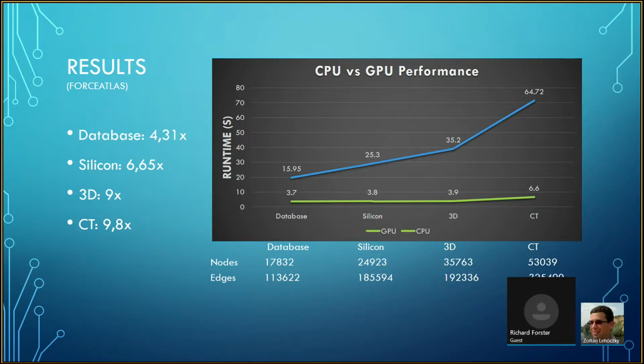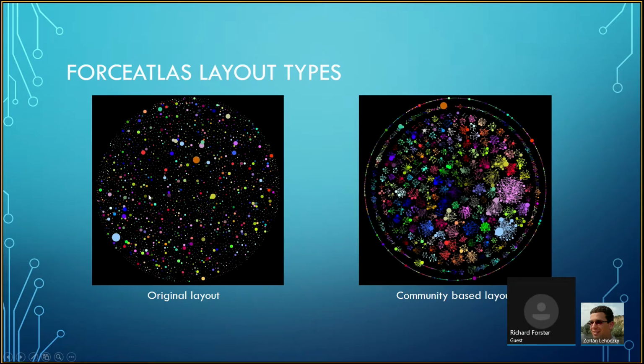So for force atlas layout types, on the left side you can see the original layouts. As you can see, it's still not very meaningful, while it's still better than just nodes hanging around all over the screen. At least they are organized in a nice circle shape. But on the right side, you can see a community-based layout, which means that we have first computed the communities. You will see the colors, and each node of the same color is in the same place. So the nodes belonging to the same communities are together, and these communities were used to generate a force atlas layout.